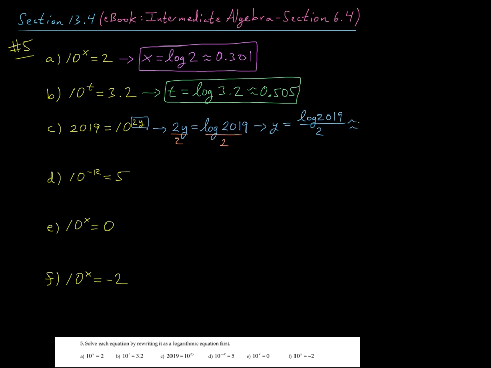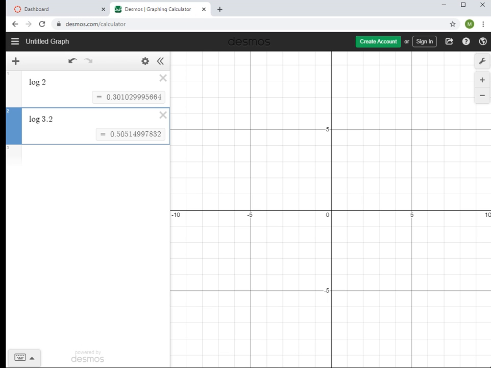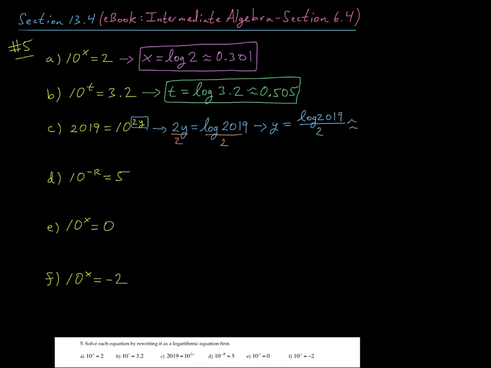And then I'll go ahead and use the calculator to approximate that. And I'll just put it in exactly as it looks right there. So log 2019 divided by 2. And we get about 1.653 if we round to the nearest thousandth. All right, so it's at 1.653. All right, great.